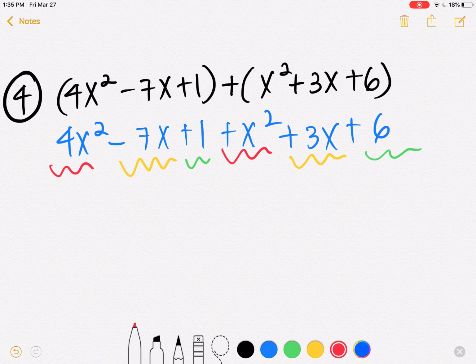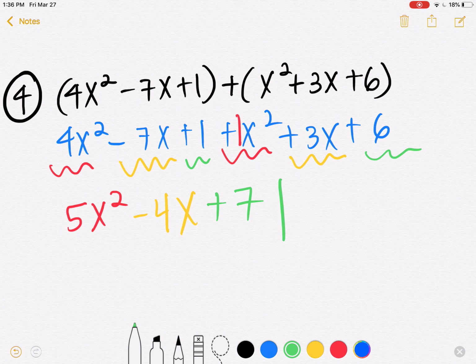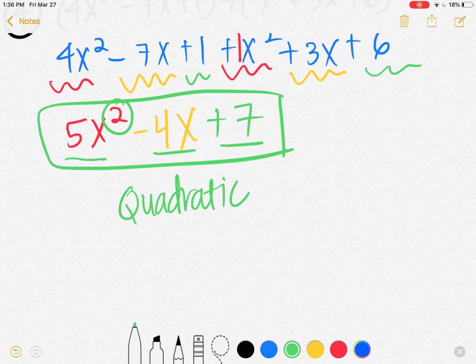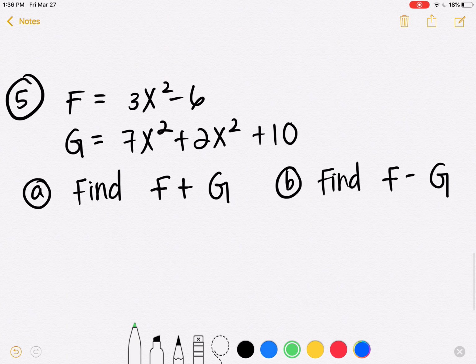So 4x squared plus x squared in red is going to give me 5x squared. Remember, there's a 1 in here. Then next is the yellow. So negative 7x plus 3x is going to give me negative 4x. And then my constants, 1 plus 6 gives me 7. So this is my answer, but I want to name it. So the highest power is 2. That makes this a quadratic. And there are 1, 2, 3 terms. So this is a trinomial. Okay, perfect.